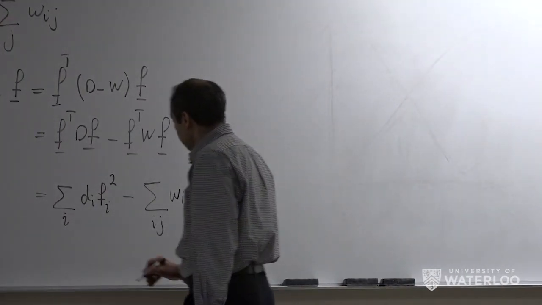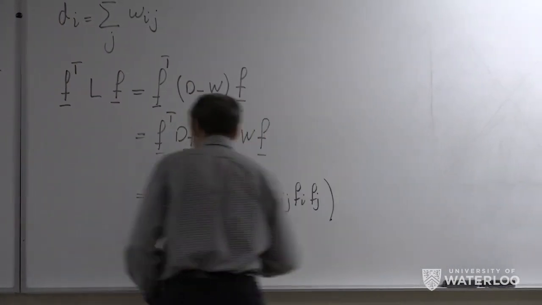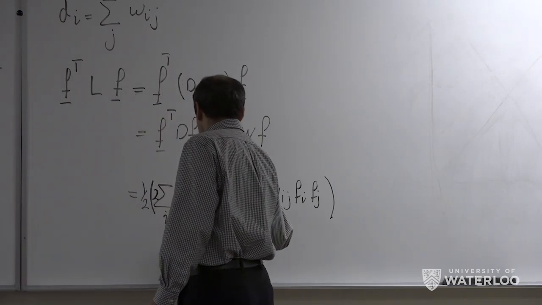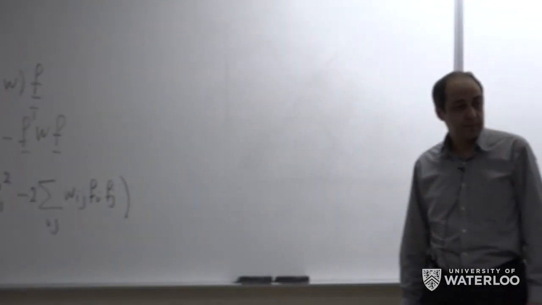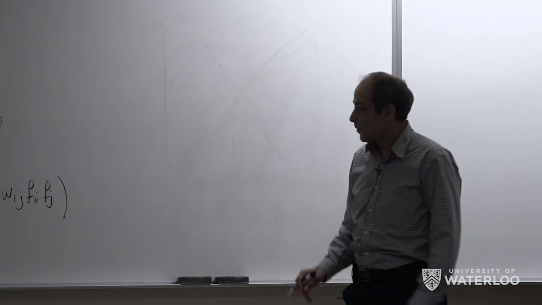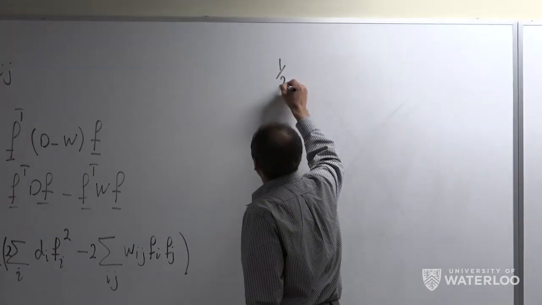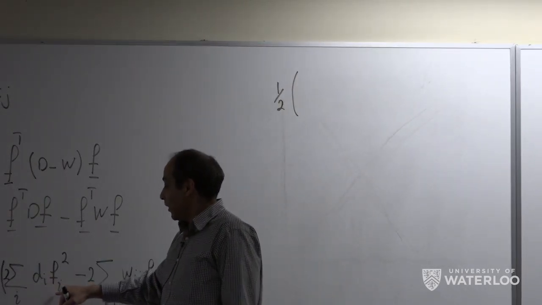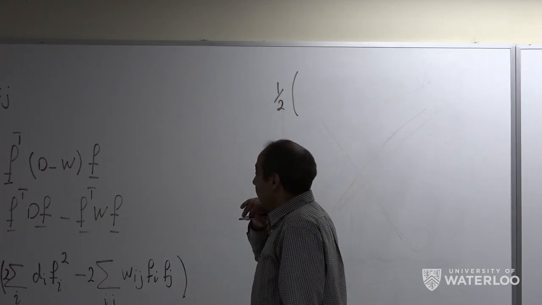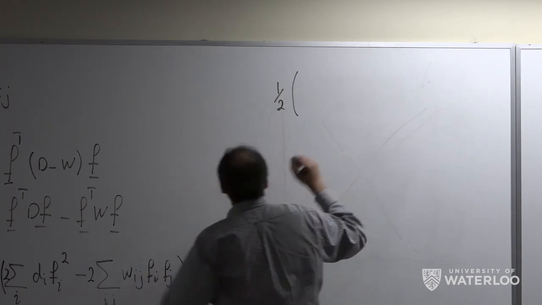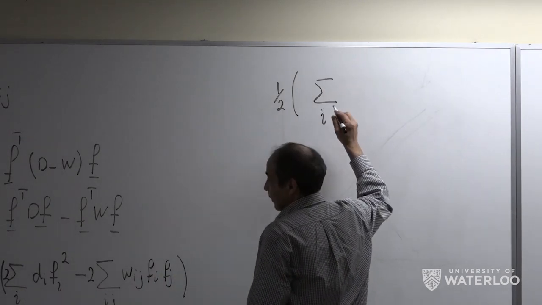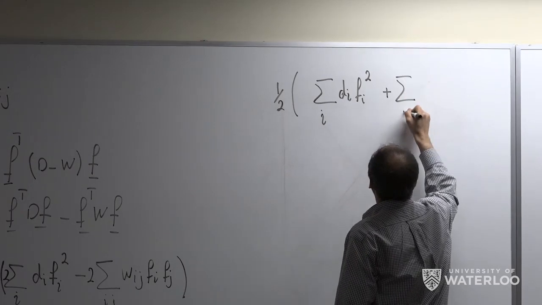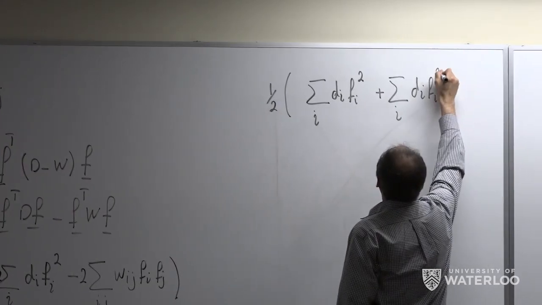Okay, now I have this quantity. I'm going to put 1/2 in front of that and multiply each of these terms by 2. Okay, so I have 1/2, I have 2 sigma di fi squared. So I have 2 of them. I will write it as di fi squared plus di fi squared.